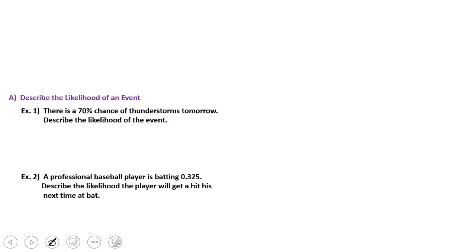In this first video, we're just going to describe the likelihood. This is going to go real fast, and we're going to refer back to that chart. There is a 70% chance of thunderstorms tomorrow. In example 1, we're going to describe the likelihood of this event happening. When you look at your chart, right down the middle there's 1 out of 2, which is 1/2, or 0.5 or 50%, which is equally likely. Between 50% and 0, you have unlikely, which is 1/4, 0.25, or 25%.